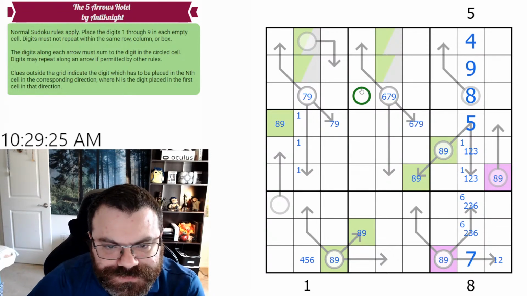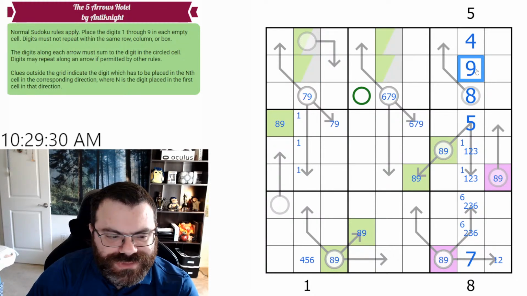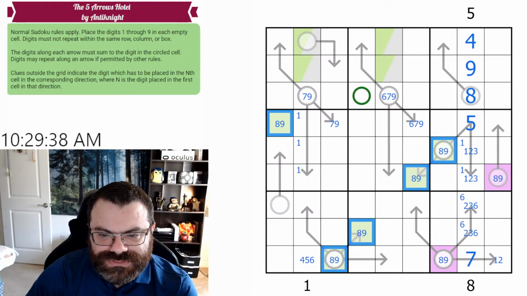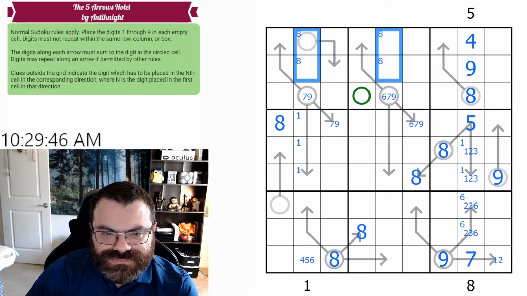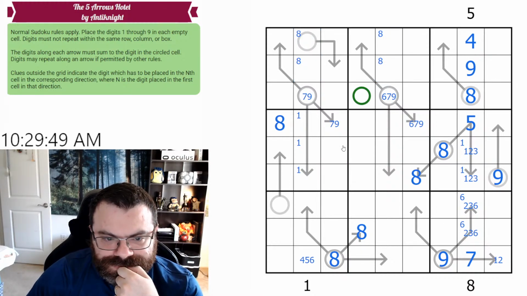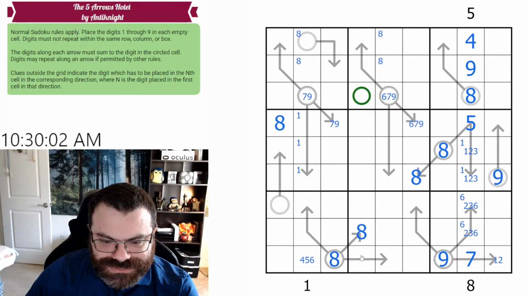That gives us the value of green, because green is either here and here, or here and here. Either way, they see a 9. So green cannot be 9. Green is 8, and purple's 9, and we can remove the colors now. It's always nice when we follow the intended path. Makes everybody happy. All right, let's see.